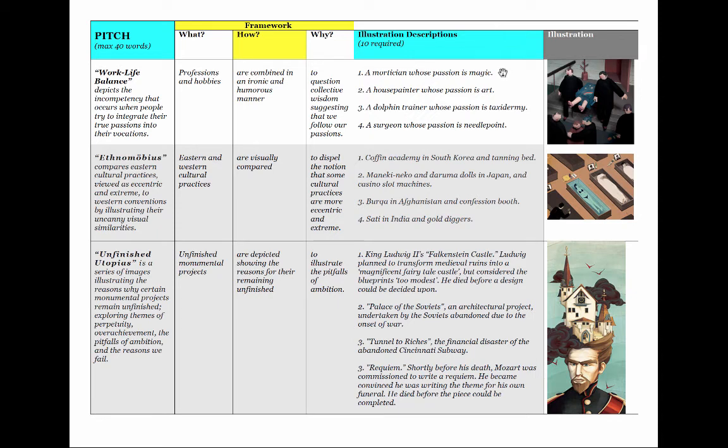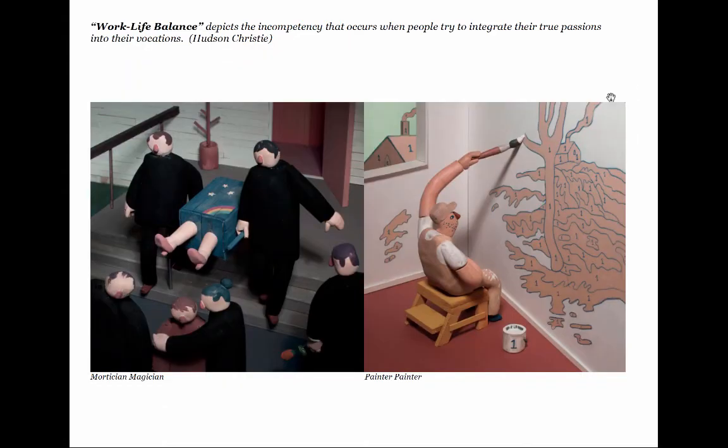The first example is combining a mortician and a magician. A mortician whose passion is magic. And here are the unseemly results right here, along with another illustration about somebody who is a house painter and combines his passion for fine art painting.